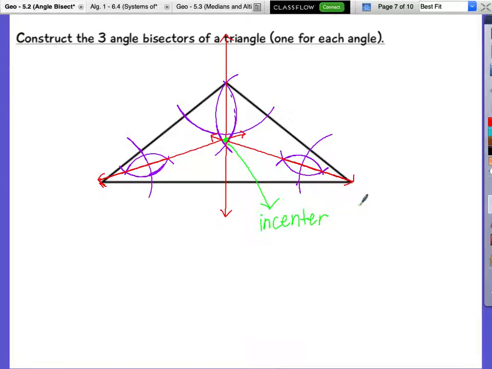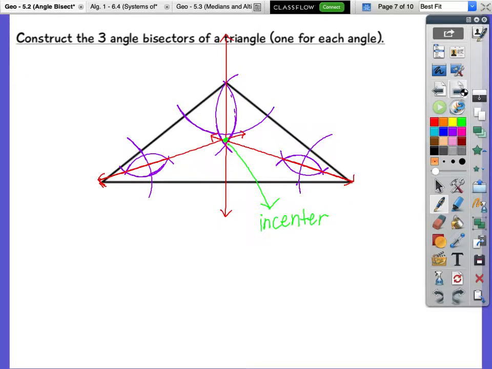Do you guys remember how our circumcenter could be in different places relative to the triangle? If it was a right triangle, the circumcenter was on the triangle. If it was obtuse, it was outside the triangle. And if it was acute, it was inside the triangle. For this, the incenter is always going to be inside. Heads up, the incenter will always be inside.